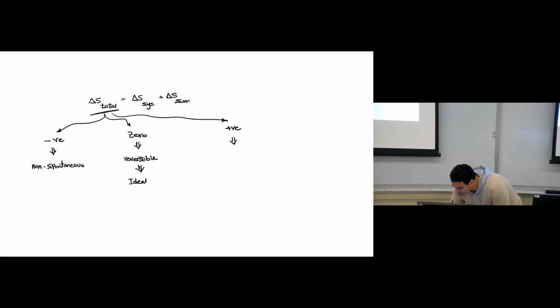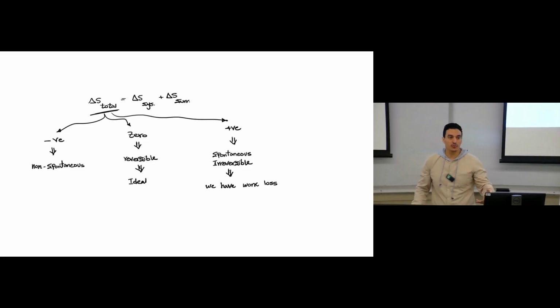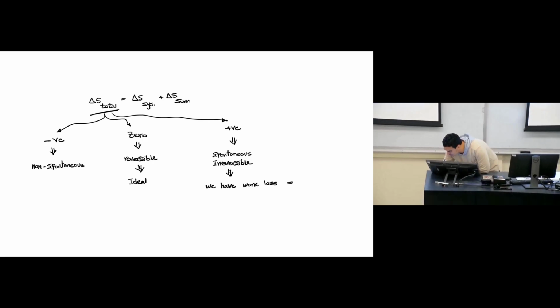This is for a spontaneous, irreversible process. An irreversible process means we have work loss, because we have frictions happening in the system. So since we have work loss, this means the efficiency cannot be 100%. We have some losses happening.